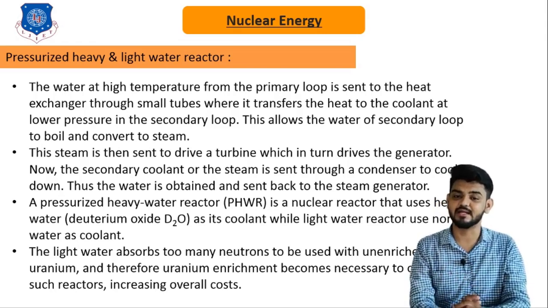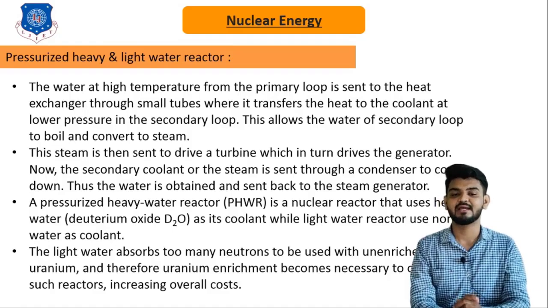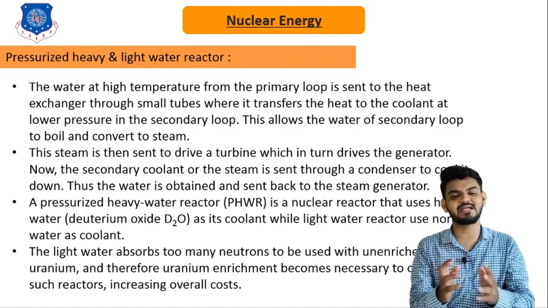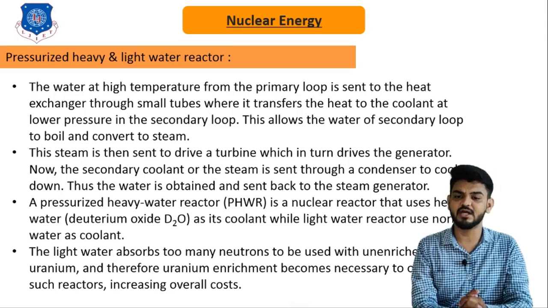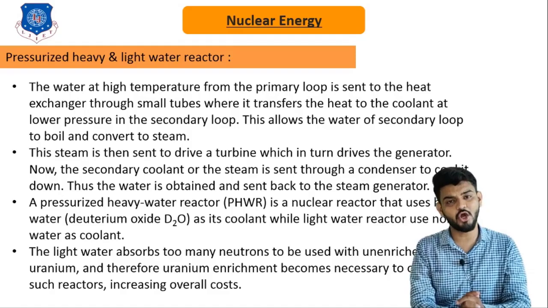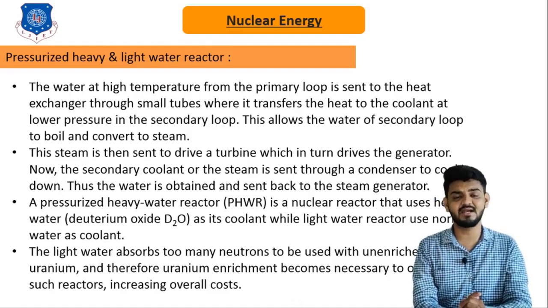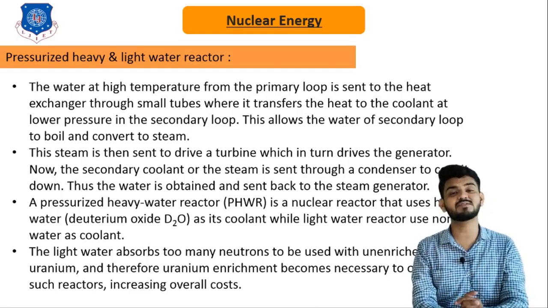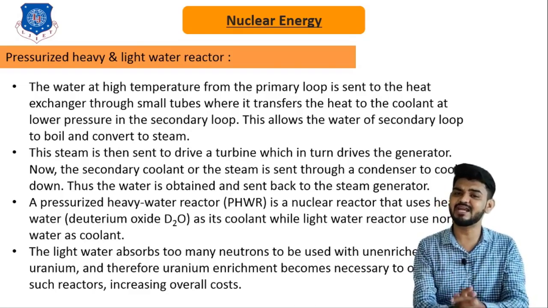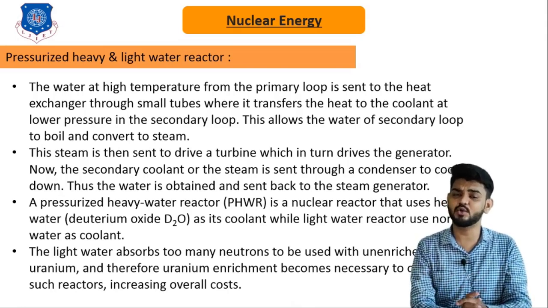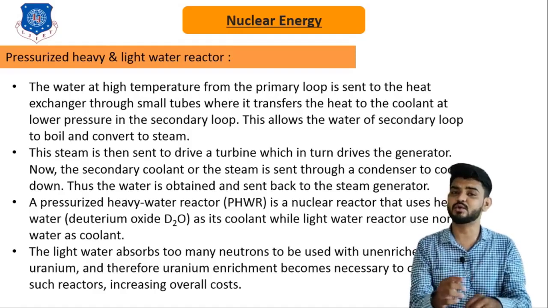A pressurized heavy water reactor, that is PHWR, is a nuclear reactor that uses heavy water, D2O, as its coolant, while light water reactors use normal water as the coolant. The light water absorbs too many neutrons to be used with unenriched uranium, and therefore the uranium enrichment process becomes necessary for such light water reactors. So, this concludes all the nuclear reactors that are used for nuclear energy.